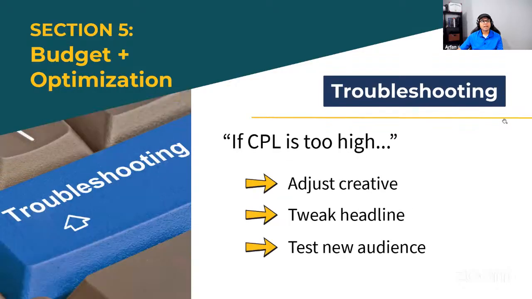All right. Now, the other piece here is going to be some troubleshooting. If your CPL is too high, what do you do? You can adjust the creatives. This is a big one here. So if your cost per lead is too high, typically what can happen is that the creative is not getting attention. That the click-through rate, for example, is not getting that minimum of like a 2 to 3% click-through rate. And that just tells you, hey, the video or the graphics is not working that well for that audience or in general.